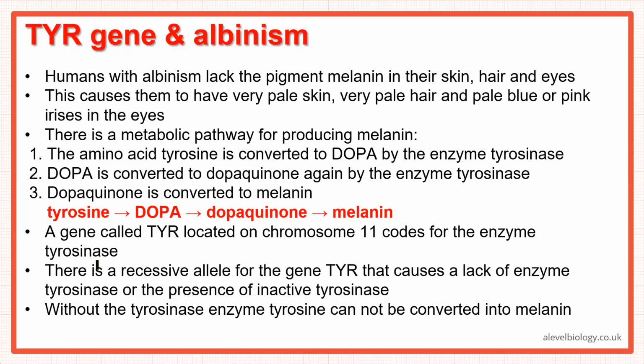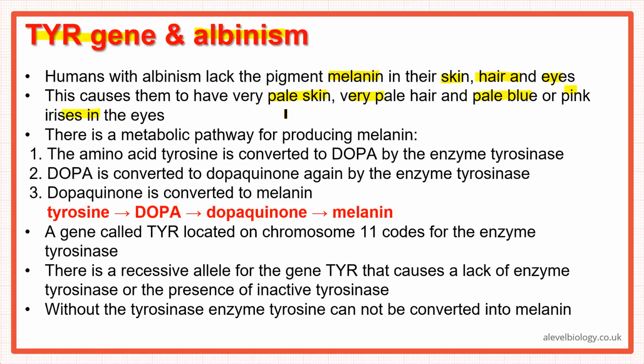All right, then the second disease that is caused by a genetic mutation that we have to talk about is albinism. And here there is a mutation in the TYR gene. Humans who have albinism lack the pigment melanin in their skin, hair, and eyes. So because the pigment is not there, these people have pale skin, their hair is pale, and they have pale blue or pink irises in the eyes.